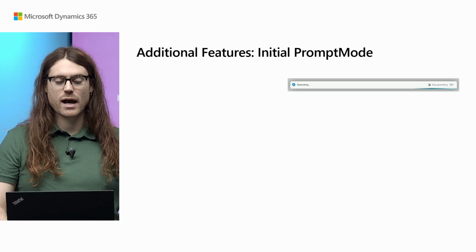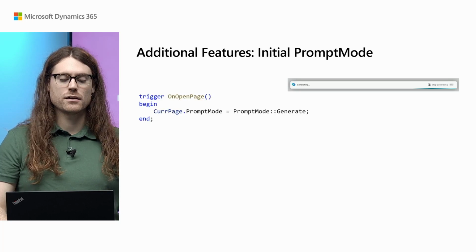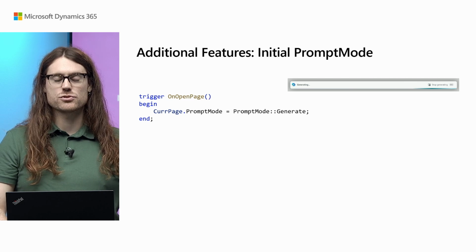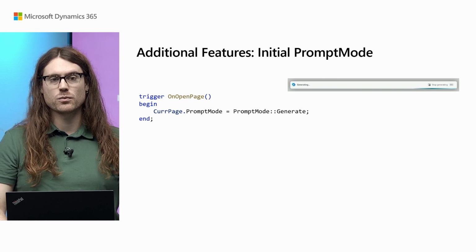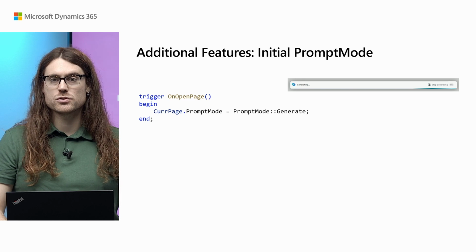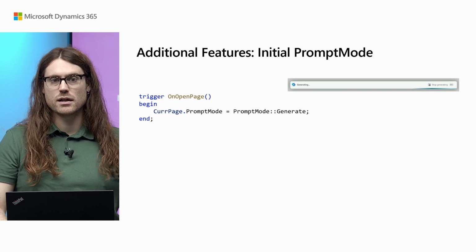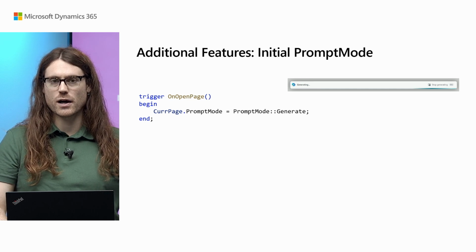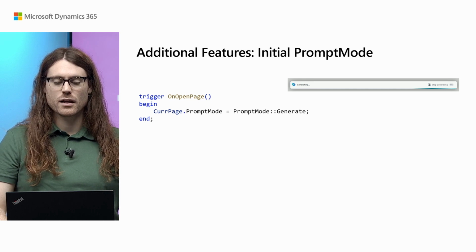And finally, you may decide that you already have the information you need to jump directly into generation. In that case, you can control how the page opens in, for example, the onOpenPage trigger by setting the prompt mode on the page directly to generate. When this is done, the page will immediately call your generate action and go directly to this loading state. And then after the generation is complete, it will show the generated output. And that's just an overview of the prompt dialog page capabilities.